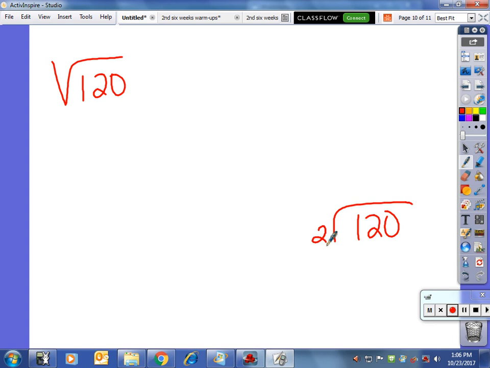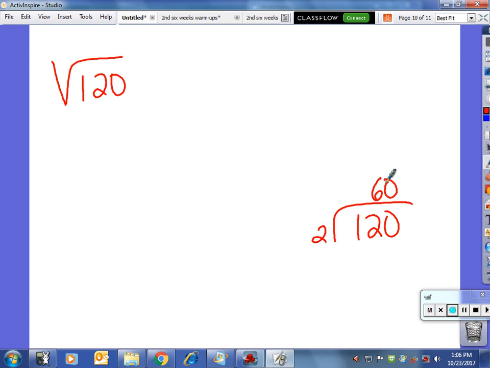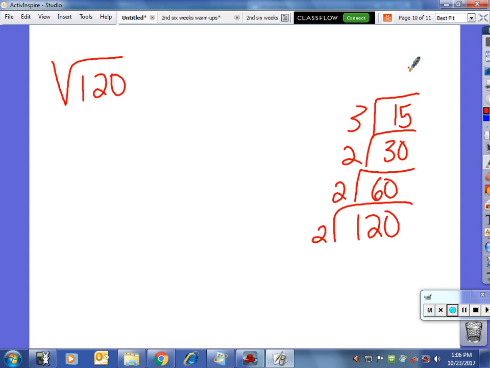120 divided by 2 and you get 60. Divide by 2 and you get 30. Divide by 2 and you get 15. I can't divide by 2 anymore. Divide by 3 and you get 5. Now every pair makes a perfect square. So one of those 2's is out of luck. One of the 2's is going to have to stay behind. These 2 become a perfect square of what? 4.